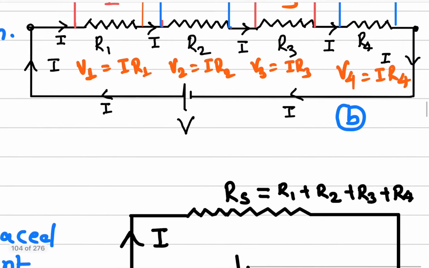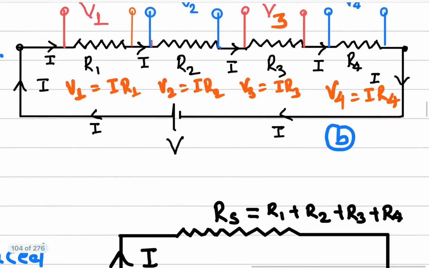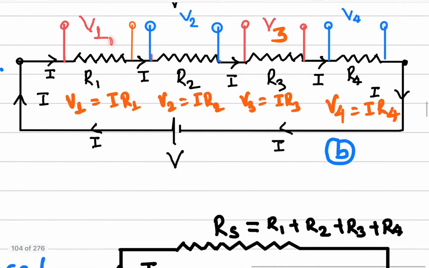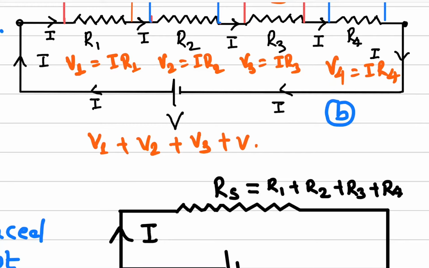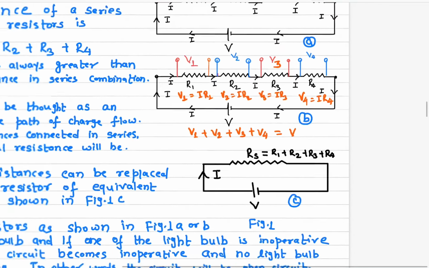This is the potential difference across each resistor, and if I add them together, that means V1 plus V2 plus V3 plus V4 has to be equal to the applied potential difference, this V here. Because this V is distributed among each resistor differently, if you add them together, it has to be equal to the applied potential difference.